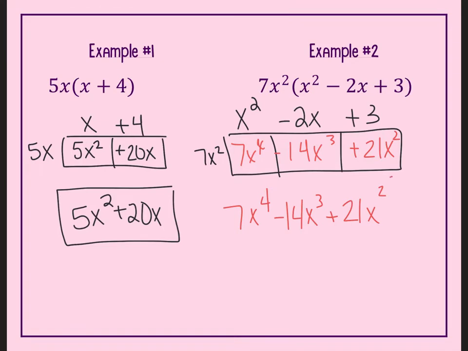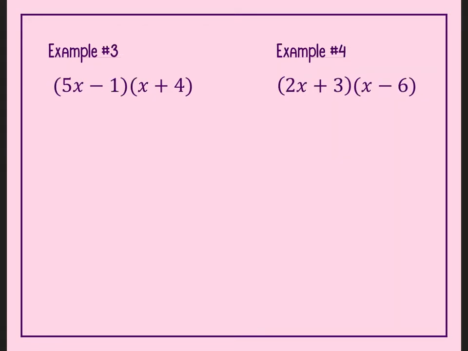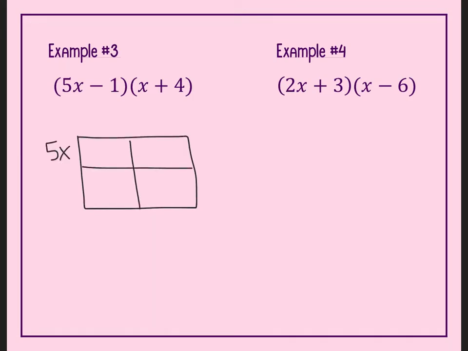Okay, now this box method again is going to help us when we get into like 2 terms times 2 terms and 3 terms times 3 terms. So let's look at these next two examples. We're going to have 2 terms times 2 terms. So we're going to make this box, and we have 5x minus 1, and we have x plus 4. So now we're going to multiply 5x times x. We get 5x squared.